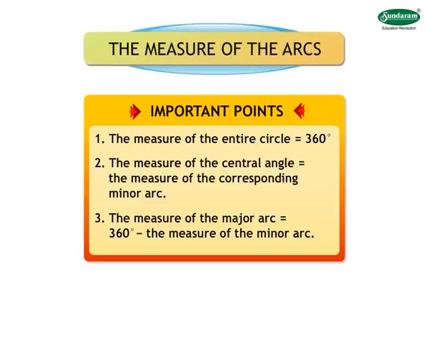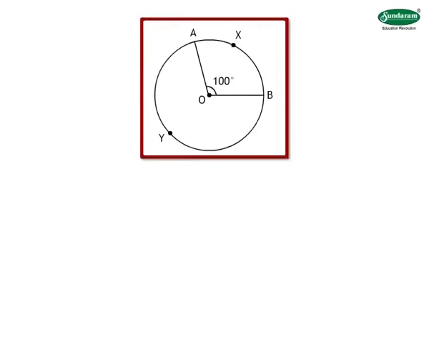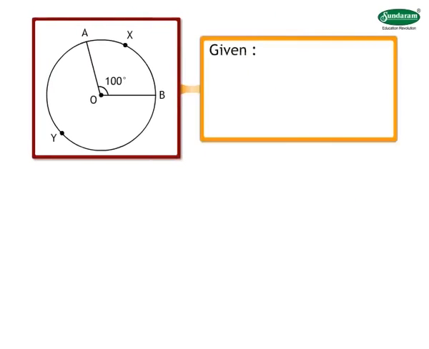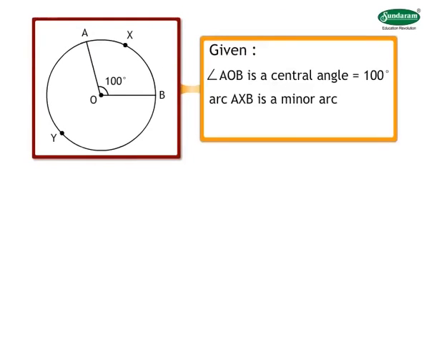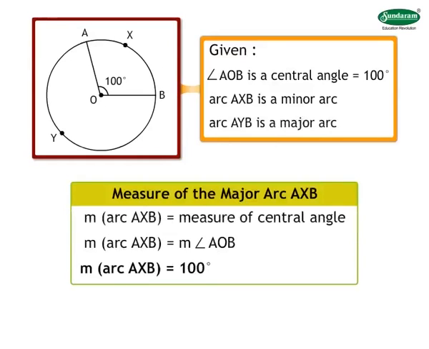Let us solve an example based on the measures of the arc. 1. Observing, we know that angle AOB is a central angle which is equal to 100 degrees. Secondly, arc AXB is the minor arc and arc AYB is the major arc. Now let us find the measures of both the arcs, the minor and major. First, let us find the measure of the minor arc AXB.